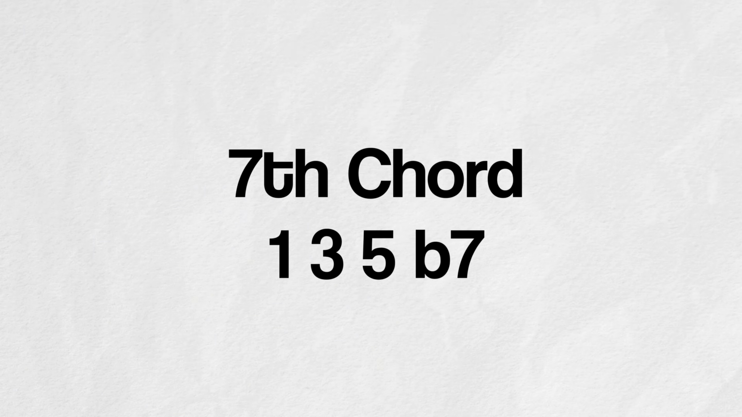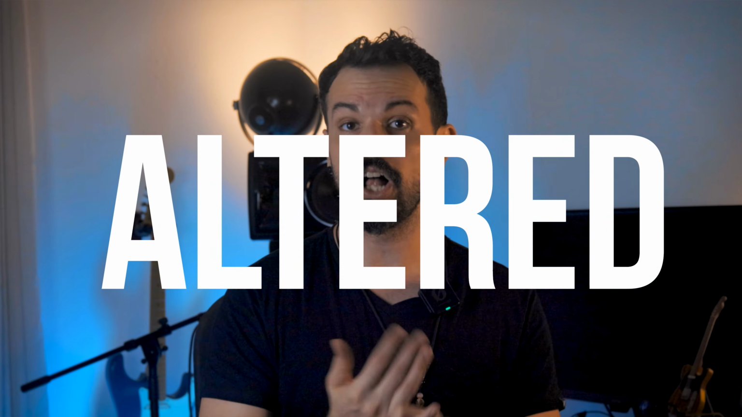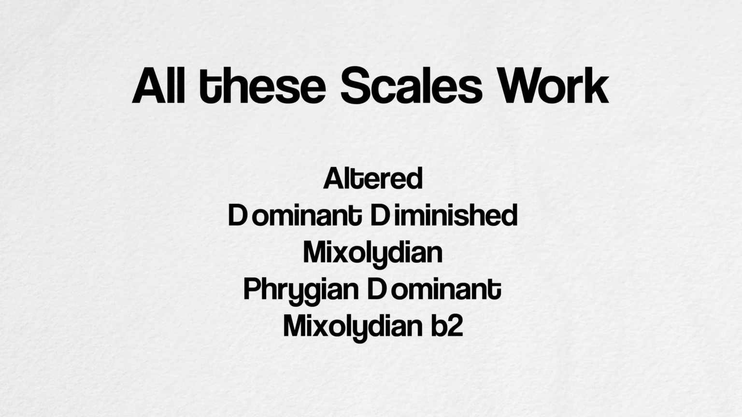Let's go to the G7 chord, which can take quite a bit of information, and you grab any scale with a 1, 3, 5, flat 7 intervallic construction, and you can apply it. So you have things here like altered, but then you could also use things like dominant diminished. You could take a more classic approach like Mixolydian.